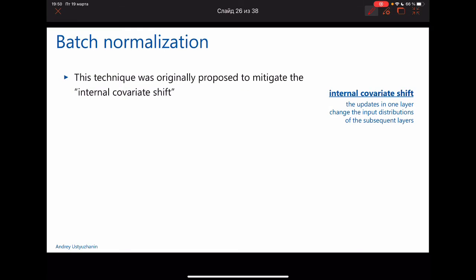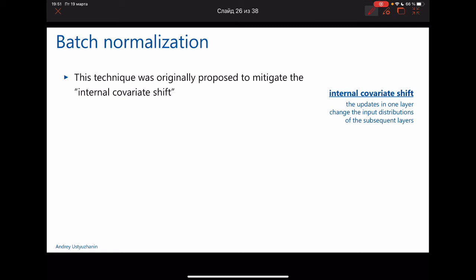As we saw, during optimization, it is really good to keep the variance within certain boundaries. There is an effect called internal covariate shift, where updates in one layer change the input distribution in the subsequent layers. If the output of our layer becomes a little bit different, the output of the subsequent layers shifts also, and it may happen quite unexpectedly.